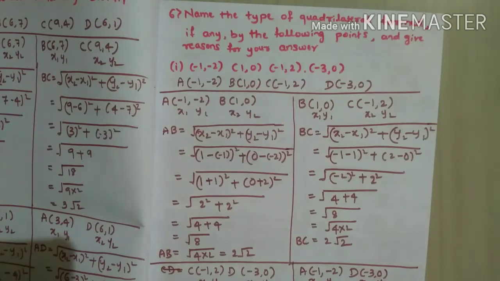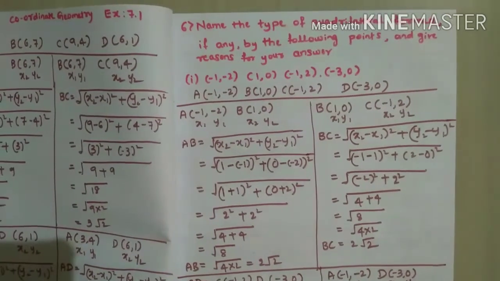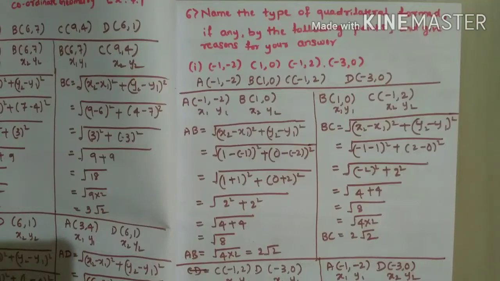If you get any 2 sides equal, we can say that it is a rectangle. Suppose you don't get any sides equal, then we can say it is a general quadrilateral. Means in the quadrilateral no sides are equal, all the sides are different, so we can say that it is a general quadrilateral. So for that we have to find the length or distance between the points.